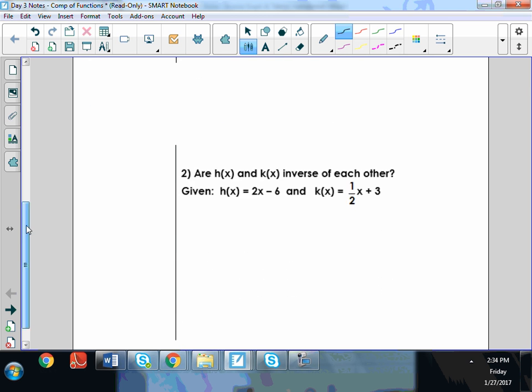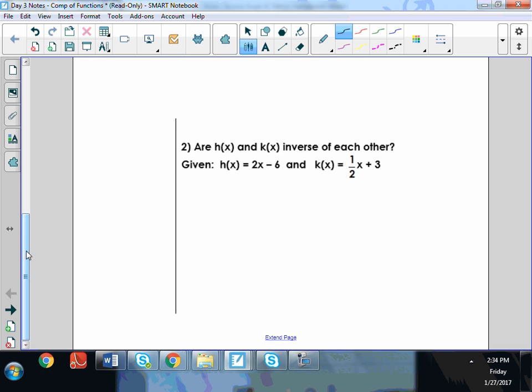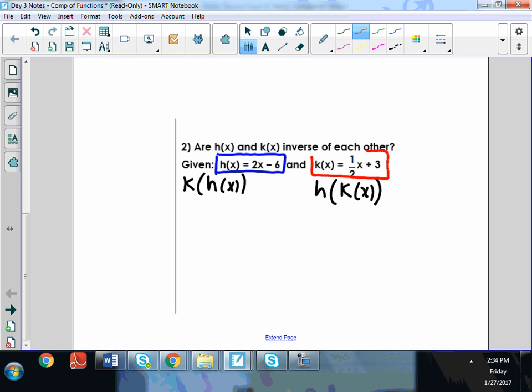So let's start with number 2. So first we're going to find, this one's a little different, the letters are different. We're going to find k of h of x. And then to verify this one, we're going to find h of k of x. And so the reason I wanted you to have 2 colors, make the first equation a color, make the second equation a color. Try not to write over your equation. There you go.